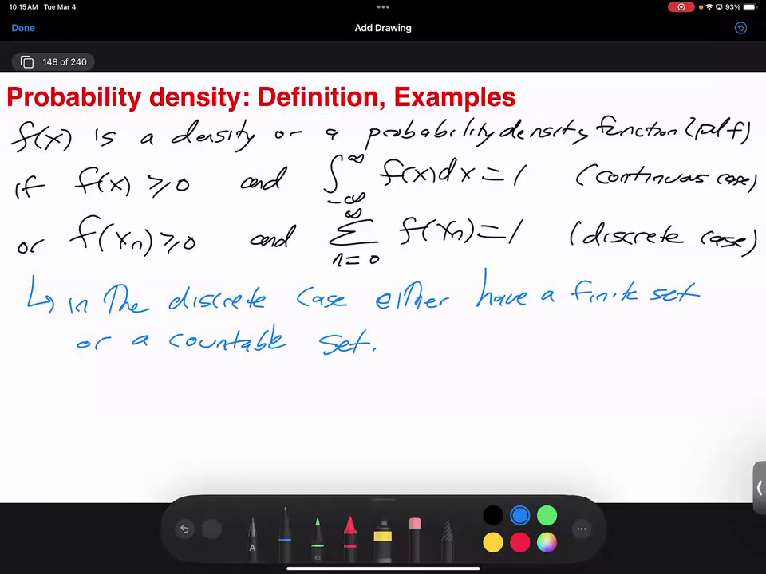And then it's possible to have a probability distribution that's part discrete and part continuous. We're not going to really worry about that because you can break it up into the two different cases and deal with things. So if I give you a candidate to be a probability distribution, I just have to check two things. Is it non-negative? And does it either sum to 1 or integrate to 1?